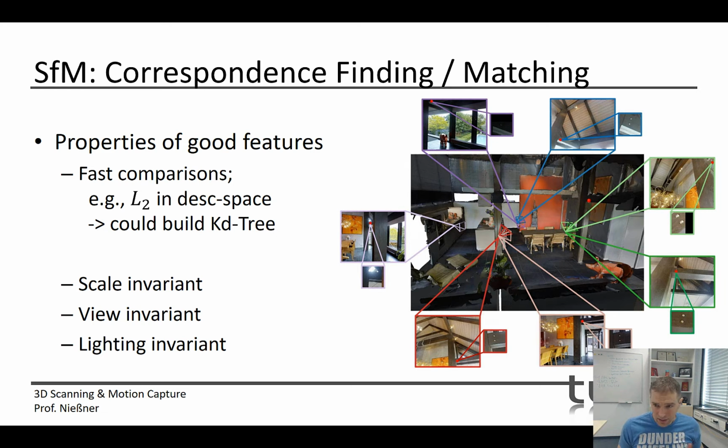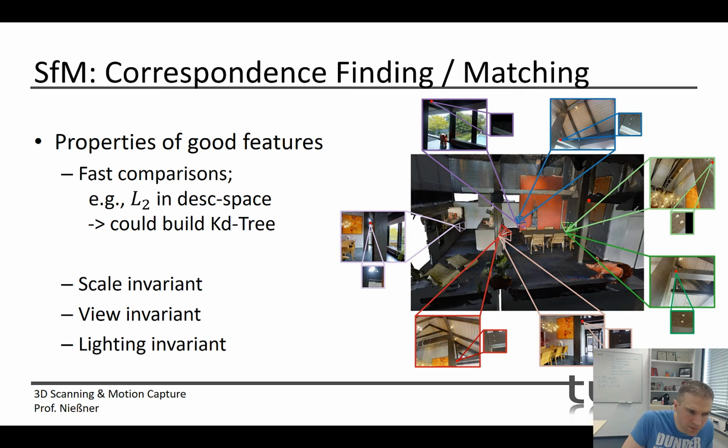So the idea I already mentioned is that speed is kind of important, because otherwise you have this kind of brute force complexity issue. You want to do fast comparisons also, right? You want to do, let's say, a dot product in the feature space. Could be easy with a KD tree, right? You just find the n nearest neighbors to do feature matching.